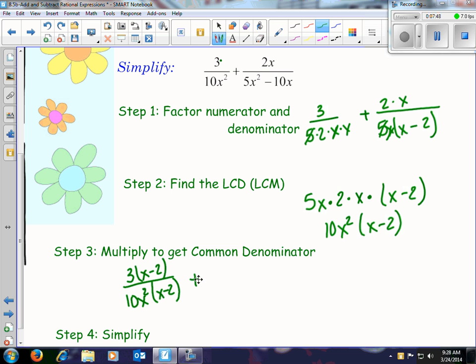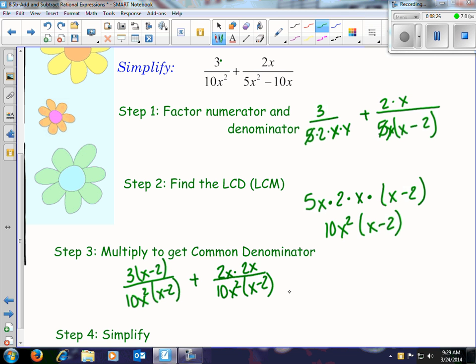And then I'm going to add my second half. And if I have my second half, I'm trying to get 5x times x minus 2 to be equal to 10x squared times x minus 2. So I need to multiply the top and bottom by 2x. Because if I multiply by 2x, then I have 5 times 2, which is 10, and x times x, which is x squared. So if I'm going to multiply top and bottom by 2x, then I have 2x times 2x on the top divided by 10x squared and x minus 2 on the bottom.